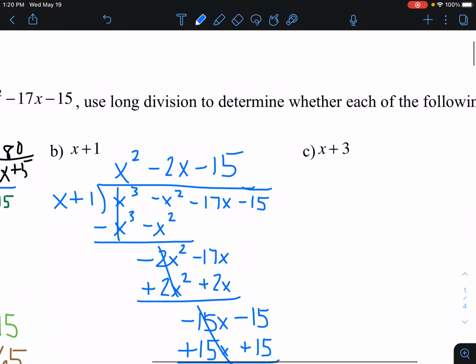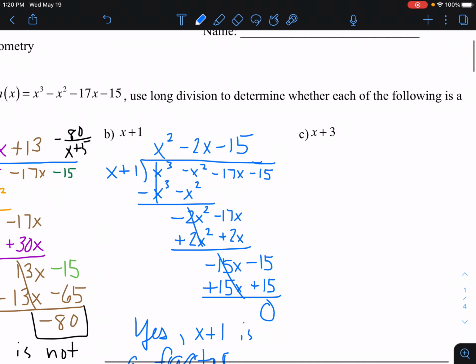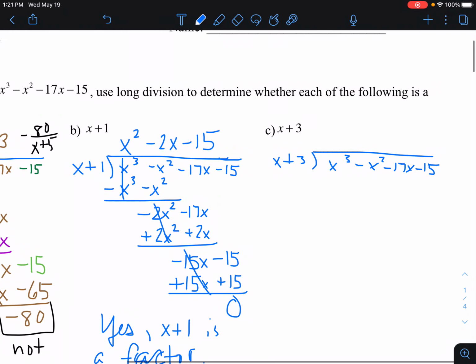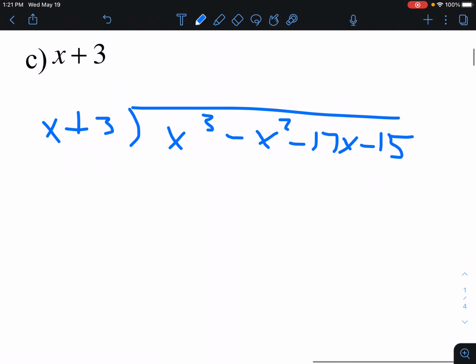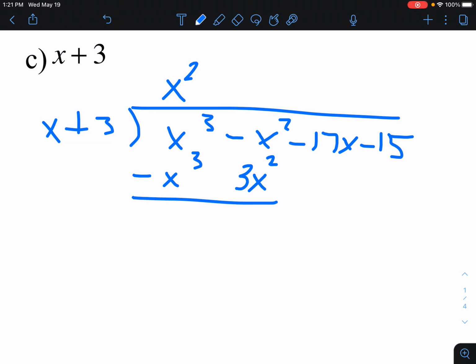Okay, let's try another one. x plus 3. All right, first term divided by first term. x to the third divided by x is x squared. Then take it and multiply twice. x squared times x is x cubed. x squared times 3 is 3x squared. Then do subtraction. First one cancels.